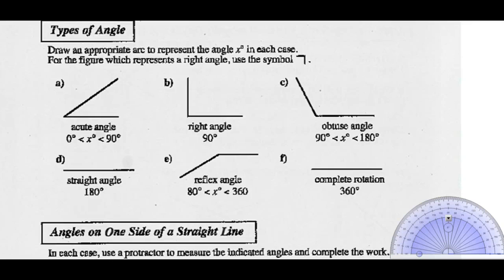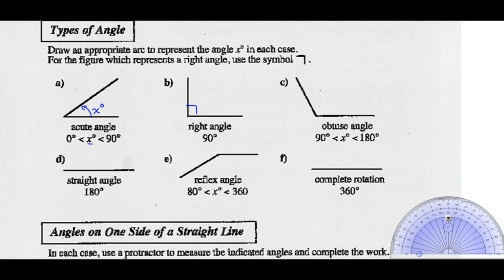Types of angles. Draw an appropriate arc to represent the angle x degrees in each case. For the figure which represents a right angle, use this symbol. So an acute angle where x is greater than 0 but less than 90 degrees, that's this diagram here. So there's our arc, that's x degrees. That angle is between 0 and 90, that's called an acute angle. A right angle of 90 degrees is right there.